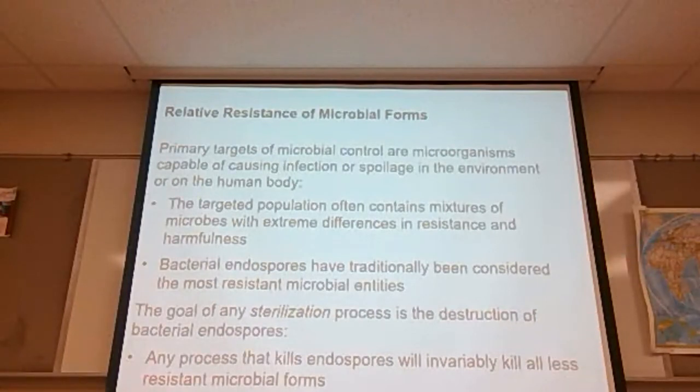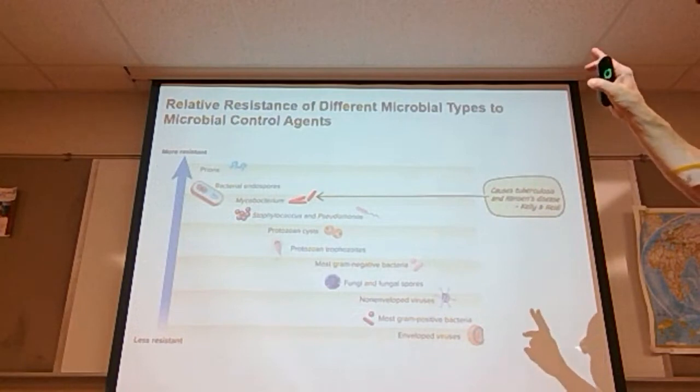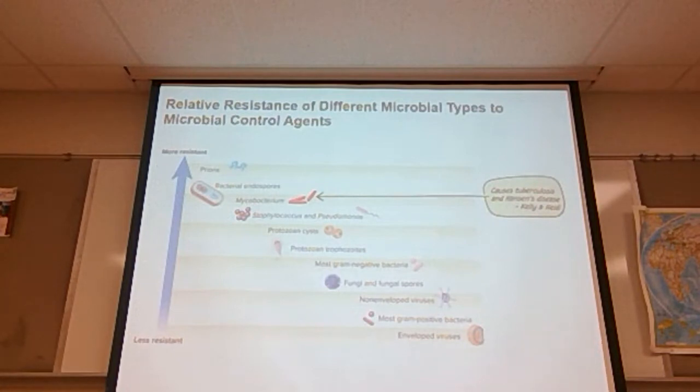Because, as I just said, any process that actually kills endospores will invariably kill all of those things that are less resistant to the treatment. So again, relative resistance rates. As we move down this stage here, you see the resistance is going up. These are the most resistant, so the prions are going to be the most resistant. As we're going down here, the resistance to agents is decreasing.